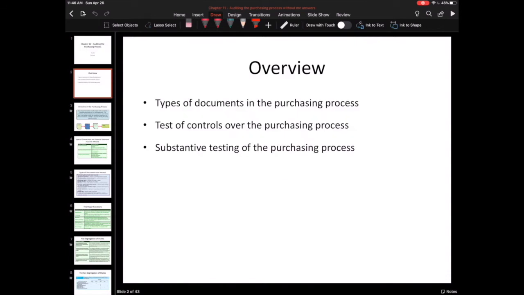All right, so similar to chapter 10, we're first going to be talking about different types of documents in the purchasing process. Then we'll quickly kind of talk about some inherent risk factors related to this process too. And then we'll talk about test of controls, different types of controls in purchasing. And then we'll talk about how to substantively test the purchasing process and substantively test AP.